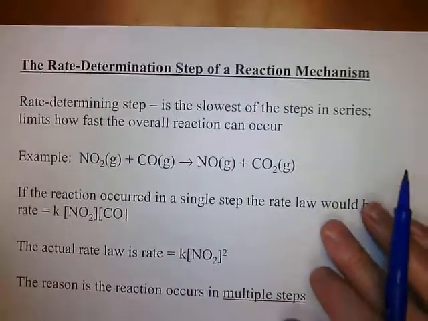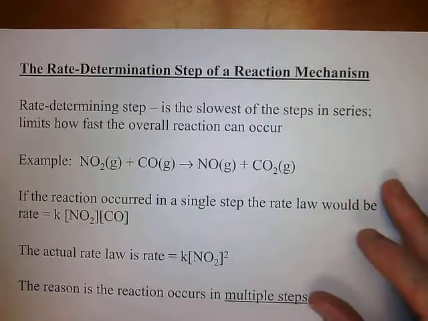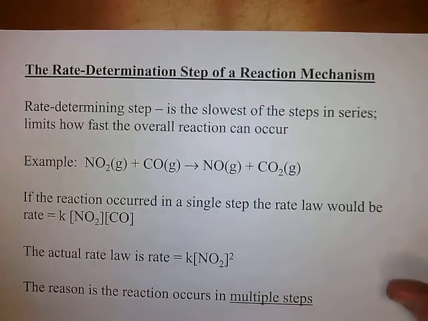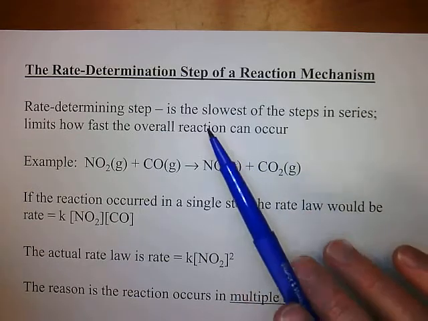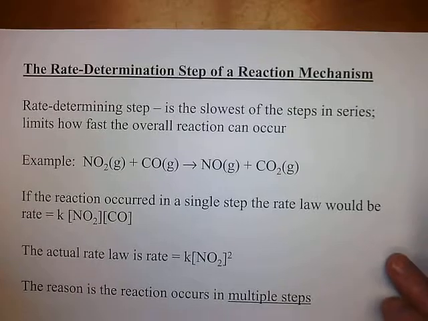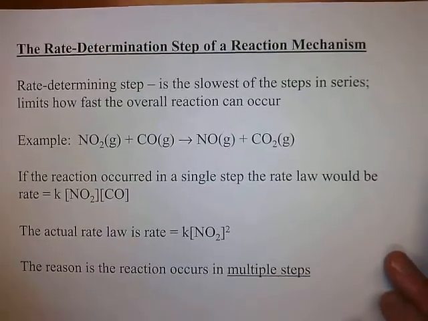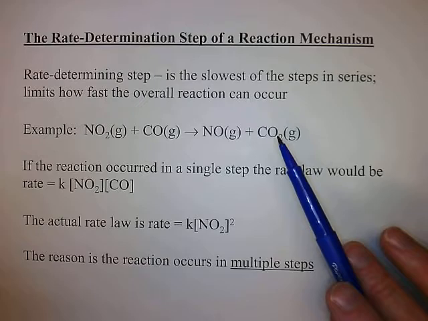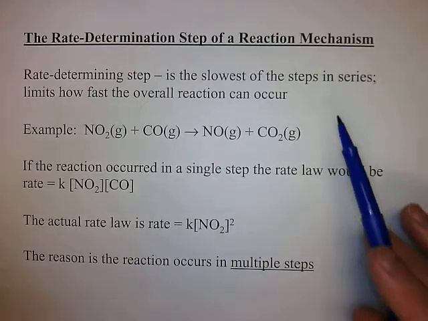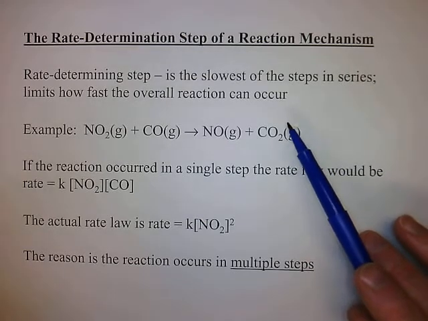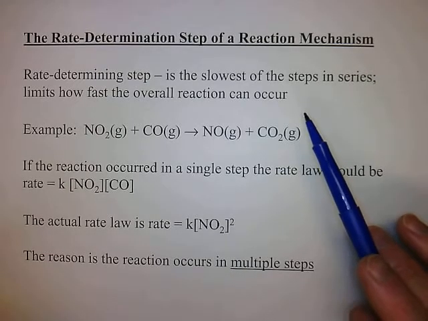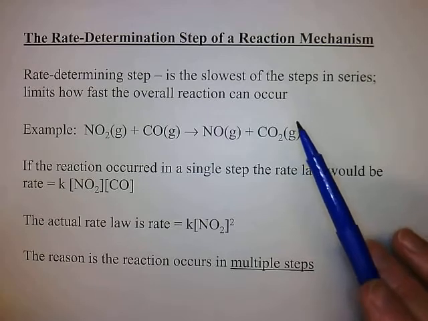Okay. So we said that most reactions occur in multiple steps. Most reactions are not single step. They occur in multiple steps. So what we call the rate determining step is the slowest of the steps in the series. And this will limit how fast the overall reaction can occur. It's like the old saying that a chain is only as strong as its weakest link. Well, a reaction that occurs in multiple steps can only go as fast as the slowest step.